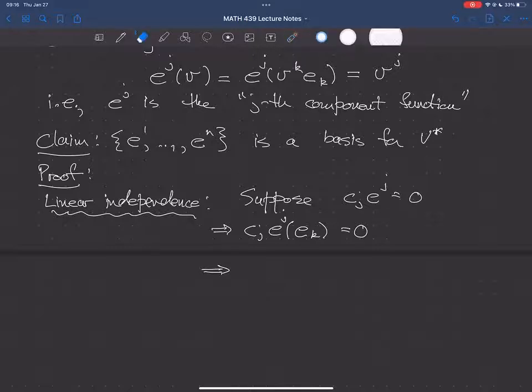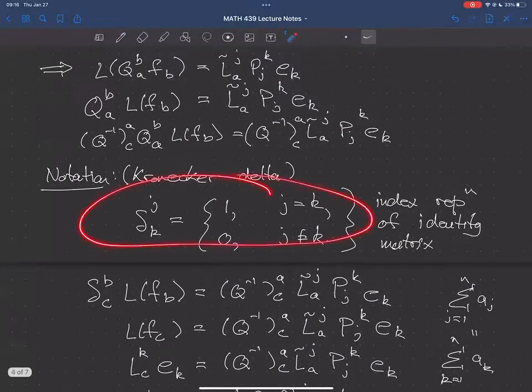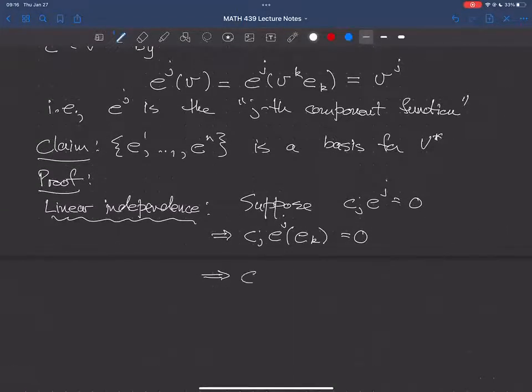And so the point is that this thing is 0 unless j is equal to k. But that sounds awfully familiar. So this is cj delta jk. Right, and so now I apply my rules about summing over Kronecker deltas, and this just is ck. Right, so that shows that each of the coefficients in the linear combination must equal 0.